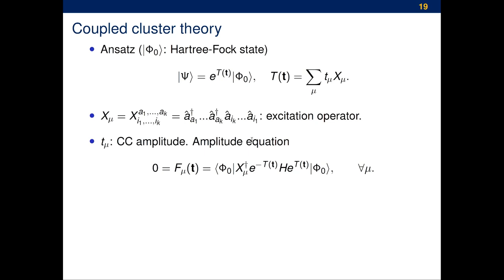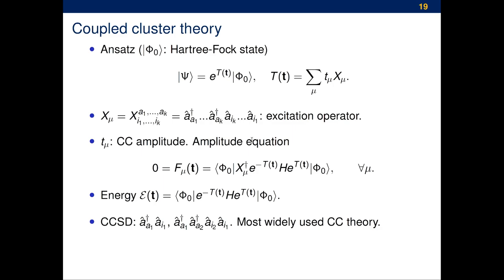The t mu are the so-called coupled cluster amplitudes. You can write down the so-called amplitude equations by some sort of Galerkin or Petrov-Galerkin projection of the eigenvalue problem. You get some nonlinear equations called F mu of T. Once you have solved this self-consistently, you get the T, and you compute the energy in this form.